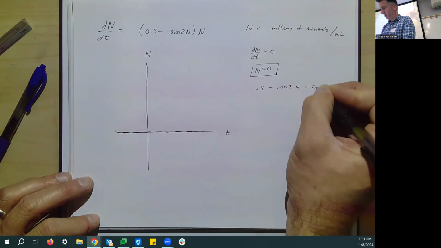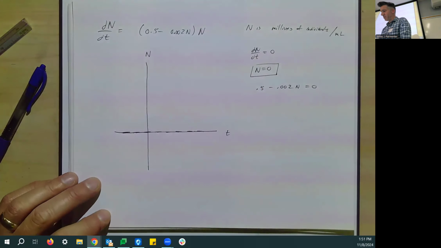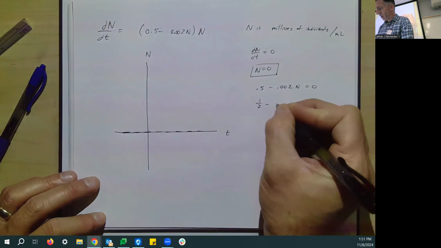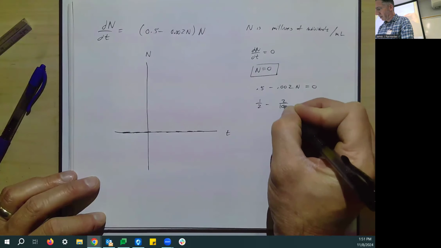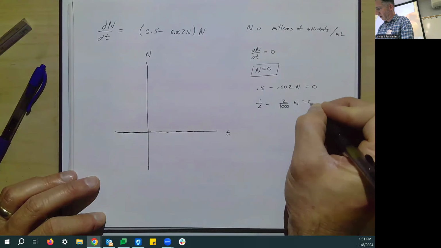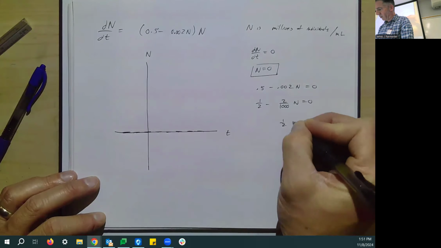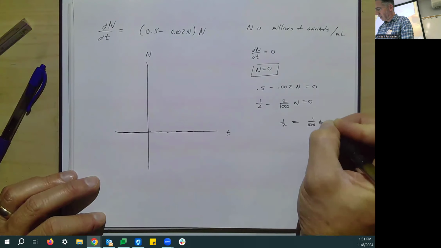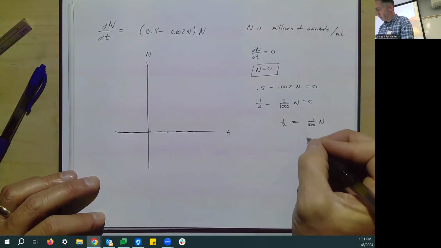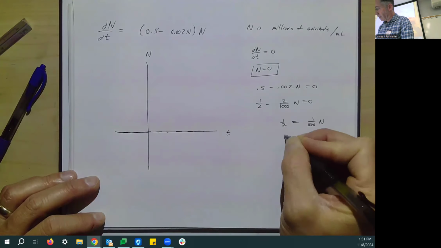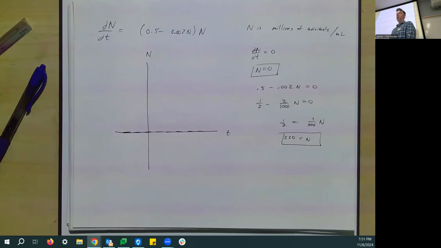But also, more interestingly, if we solve this part equal to 0, the 0.5 minus 0.002 times n equal to 0, let's use fractions: 1/2 minus 2 over 1,000 times n is equal to 0. So 1/2 equals 1 over 500 times n. So not surprisingly, n equals 250, because that's the value they give. So we go all the way up to 250 here.